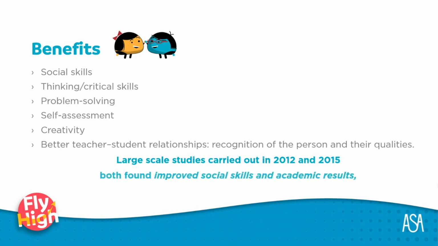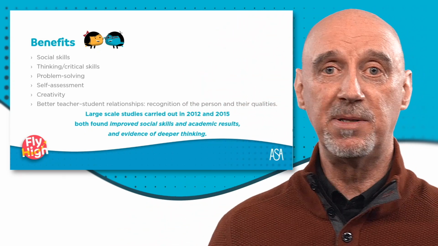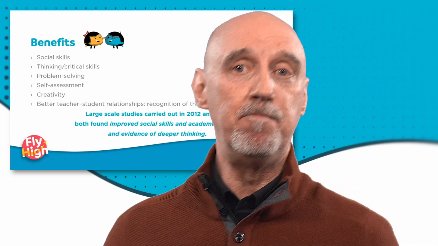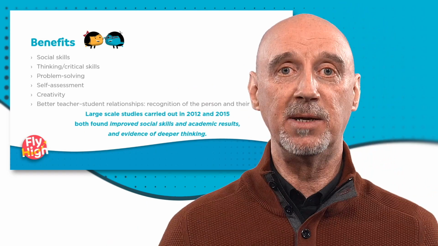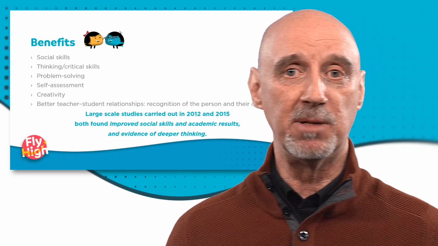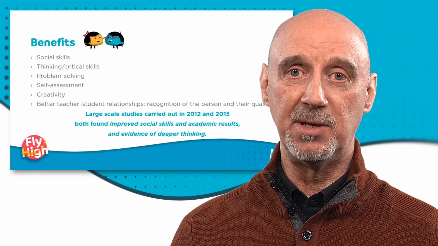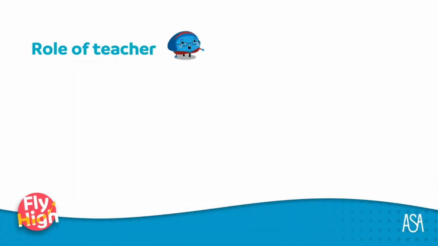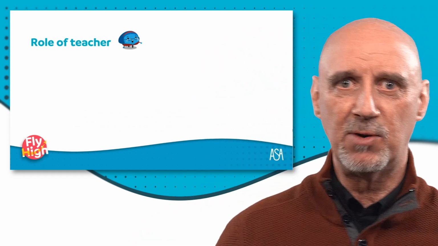Large-scale studies have actually shown fairly recently in 2012 and 2015 that students who took part in student-centered experiments developed better social skills, better academic results, and overall deeper thinking when facing academic problems using this approach. So it has a real scientifically proven positive outcome on students' learning. So where does that leave the teacher? If the students are doing everything involving selecting materials and choosing outcomes and deciding on interaction and everything else in the class, what do we do as teachers?